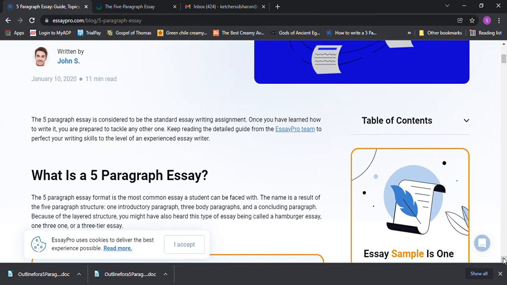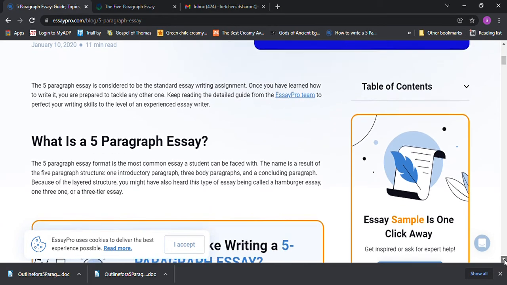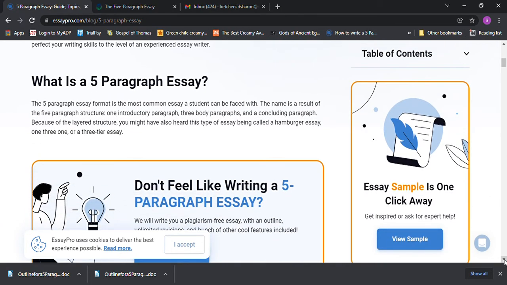So it talks about the 5-paragraph essay being considered the standard essay writing assignment. Once you have learned how to write it, you're prepared to tackle any other one. Keep reading the detailed guide from the Essay Pro team, and there you can click that link to perfect your writing skills to the level of an experienced essay writer. And it talks about what a 5-paragraph essay is and the format.